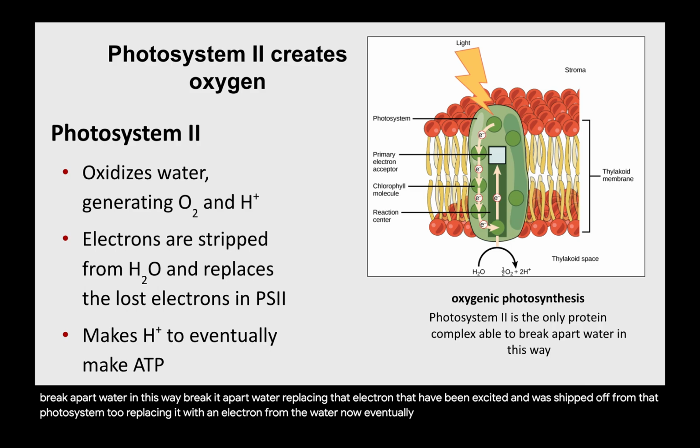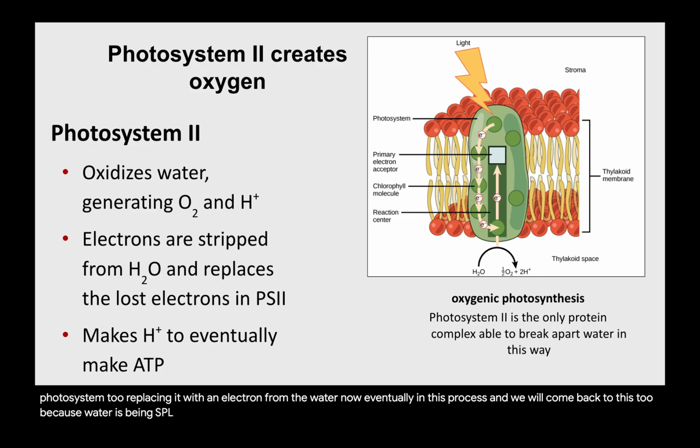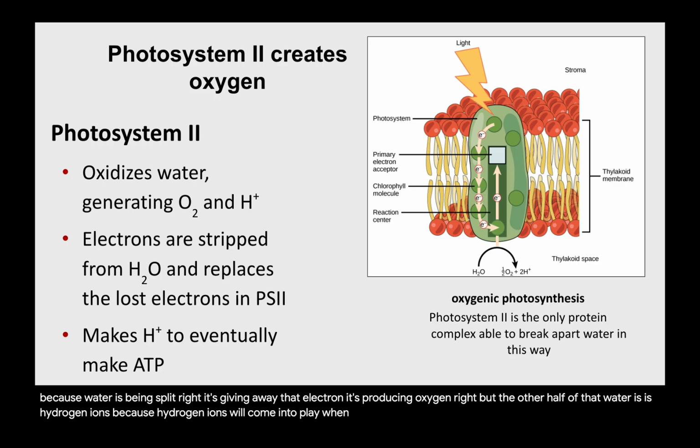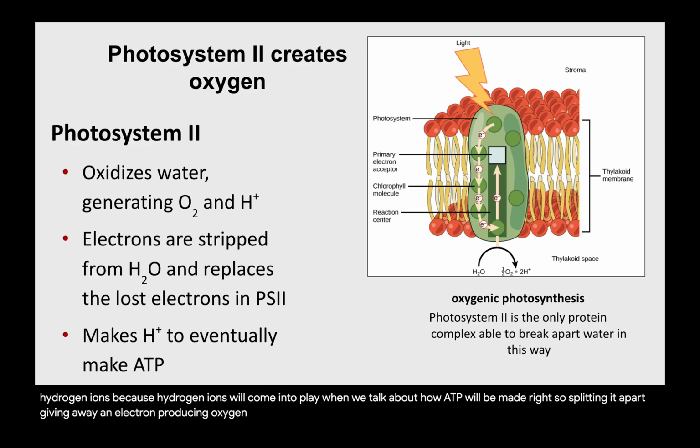Now, eventually, in this process, and we will come back to this too, because water is being split, it's giving away that electron, it's producing oxygen, but the other half of that water is these hydrogen ions. These hydrogen ions will come into play when we talk about how ATP will be made. So, splitting it apart, giving away an electron, producing oxygen, generating some hydrogen ions.